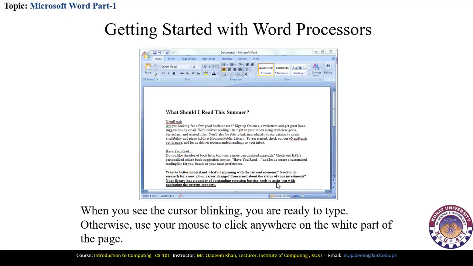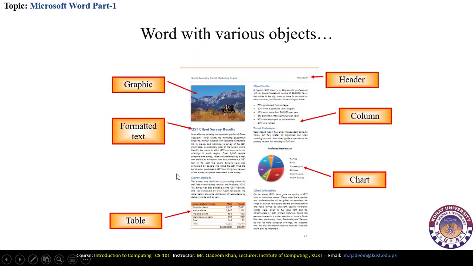So you can create big documents here. For example, here you can type a lot of text. Now in Microsoft Word, you can insert multiple sorts of data. For example, you can insert graphics. By graphics, we mean the image here. Also, you can insert formatted text. Also, you can insert a table. The table also represents data.